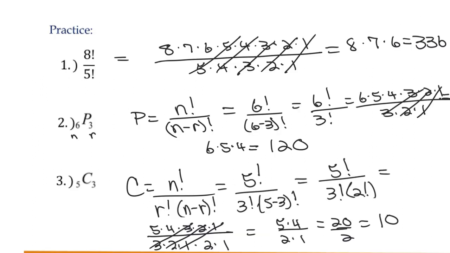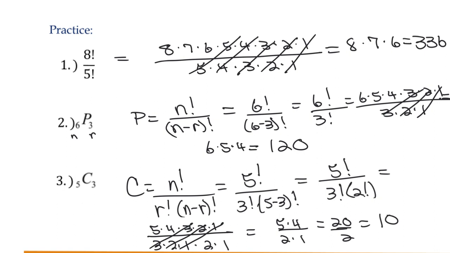All right, we're going to look at 3 examples. The first one is 8 factorial over 5 factorial. We know that 8 factorial is 8 times 7 times 6 times 5 times 4 times 3 times 2 times 1. 5 factorial in the denominator is 5 times 4 times 3 times 2 times 1. So what we're doing is canceling the 5 factorial, and we end up with 8 times 7 times 6, which is 336.